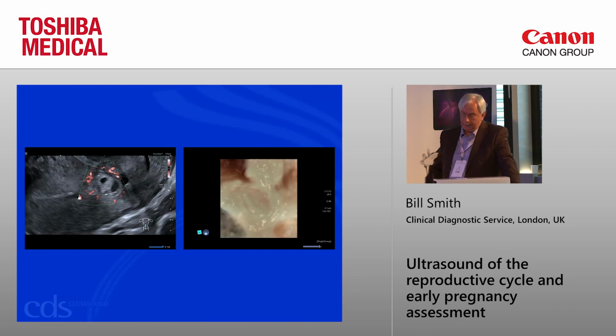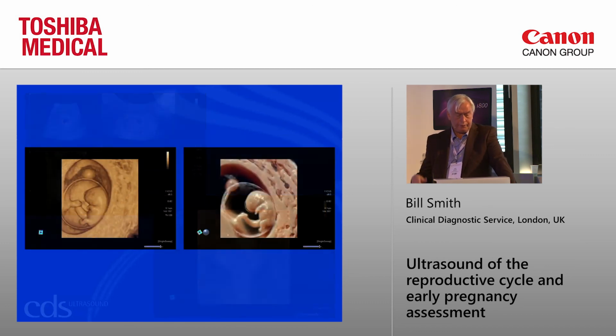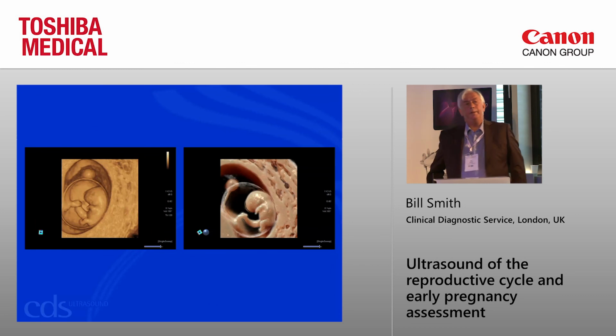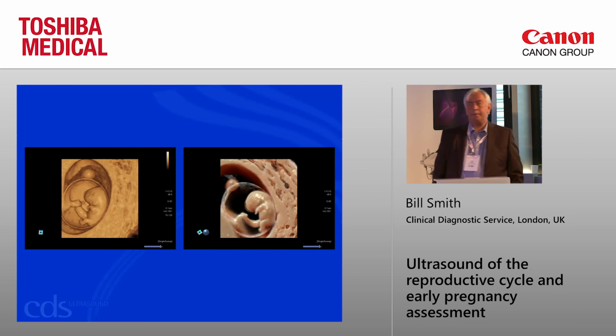Also, when we find something like this, this is a caesarean section scar, and this is a pregnancy associated with that scar. And again, we can see the trophoblastic action, and here's the trophoblast on our rendered image there. So this is what I'm alluding to in terms of the additional information that these technological advances now give us.